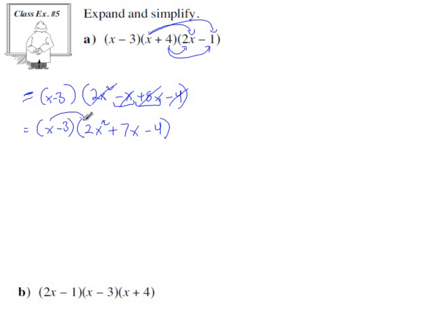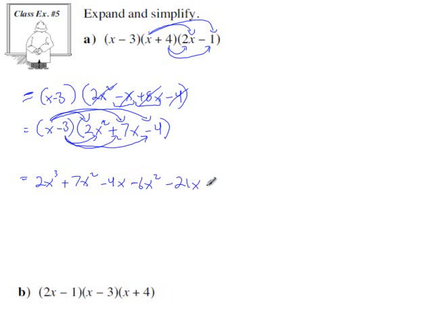So x times 2x squared is 2x cubed. X times 7x is 7x squared. X times negative 4 is negative 4x. Negative 3 times 2x squared is negative 6x squared. Negative 3 times positive 7x is negative 21x. And negative 3 times negative 4 is positive 12.